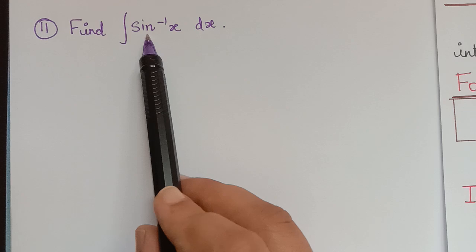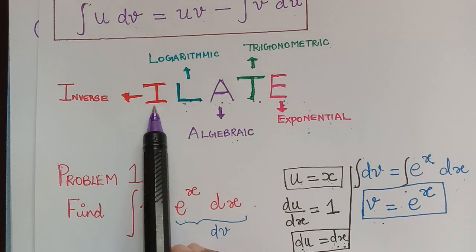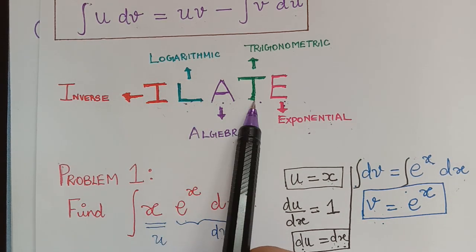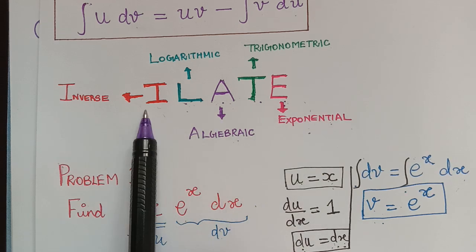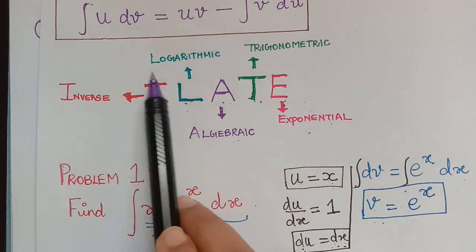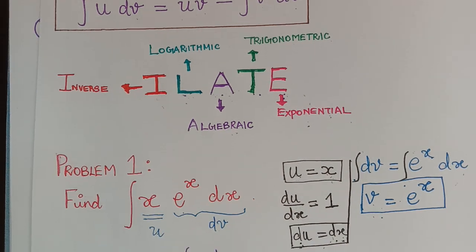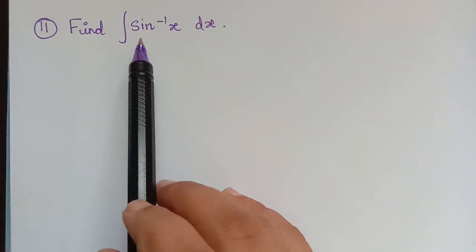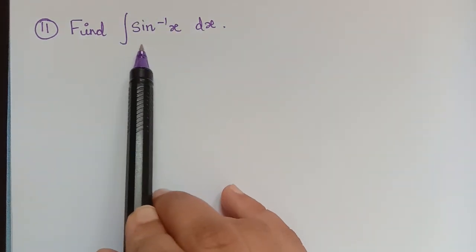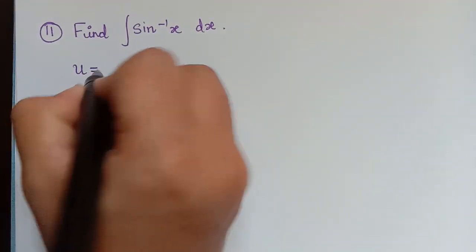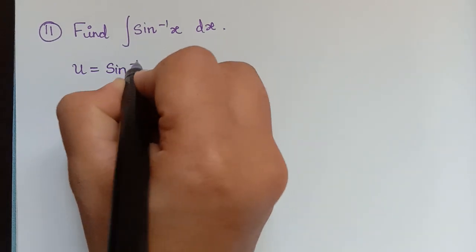So now how to make the choice of u? We have to make it in this order: inverse, logarithmic, algebraic, trigonometric and exponential functions. So according to this order, we have to make the choice of u. Now what appears here first? The inverse function. Do we have an inverse function in our given question? Yes, we do have it. So this inverse function has to be taken as u first. So u will be equal to sine inverse of x.